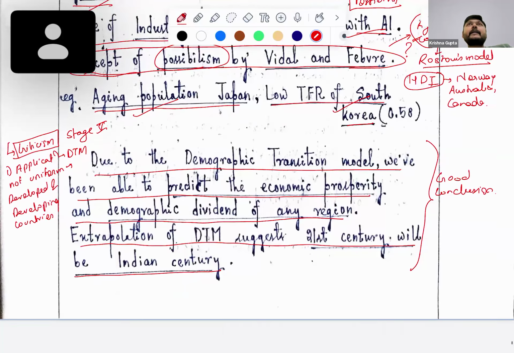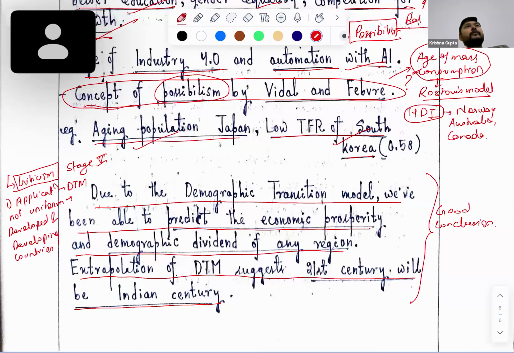For example, as it is applied in the region of China, it cannot be applied in the region of India. As it is applied in USA, it cannot be applied in the region of India and China also, because both the countries had a different course of their development and the technological innovation and the development of facilities also. So this is the first criticism.